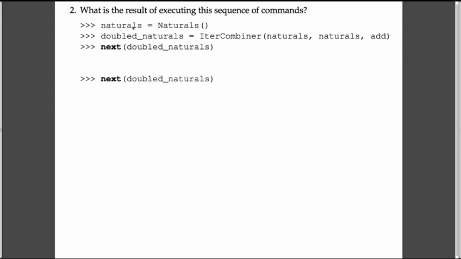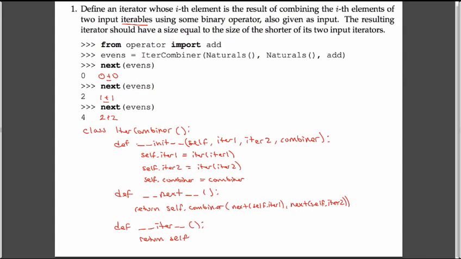We will define a single instance of Naturals, which, if you look on your discussion handout, is an iterable that is going to create the sequence of natural numbers 0, 1, 2, 3, 4, etc. And we're also going to create an instance of our IteratorCombiner class from the previous problem that takes as its iter1 naturals, and as its iter2 the same instance of naturals, with a combiner that's add. So let's think about what next double naturals is going to do by looking up at our code from the previous problem. We will have set self.iter1 to be the first instance of naturals, and self.iter2 is going to be the same instance of naturals that we have ascribed to self.iter1.